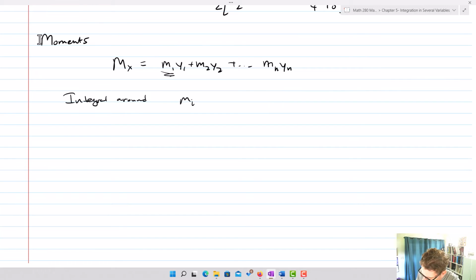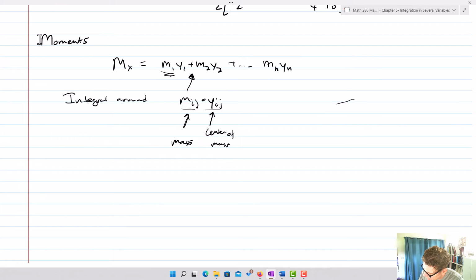So we have Mij, that mass, whatever it is, because each one has a different mass, times our y value, Yij, for that same mass. Whatever the center of mass is, this is like the center of mass for the rectangle, and this is the mass. We multiply all those together and then add them all together, just like we did here.